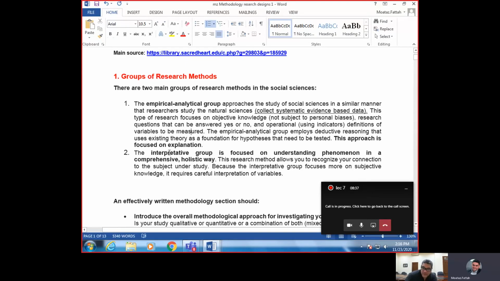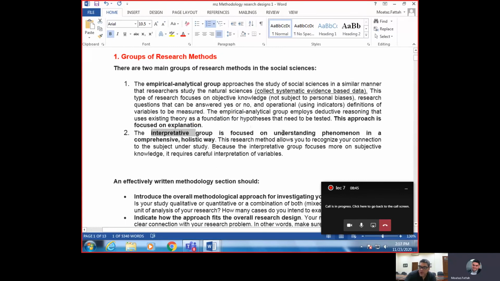However, the interpretive group, this is the second group of research methods, focuses more on understanding the phenomenon in a comprehensive, holistic way. Holistic is like kulli, in its totality, okay? This is the meaning of the word holistic. This research method allows you to recognize your connection to the subject under study, your connection as a researcher and those whom you are studying.